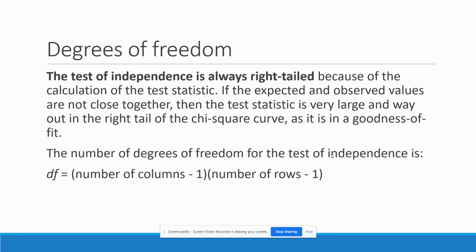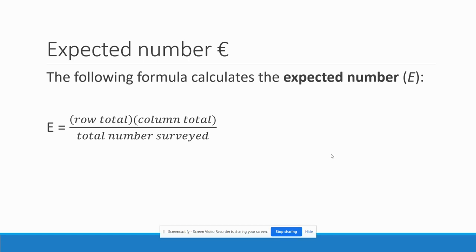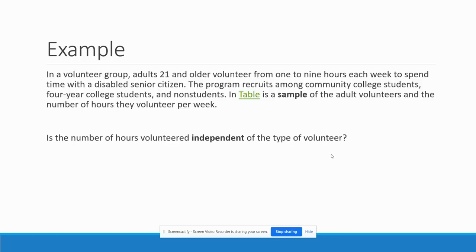One way we find the number of degrees of freedom for a test of independence is the number of columns minus 1 times the number of rows minus 1. You don't even have to worry about it because Minitab does it for you. The following formula calculates the expected number. The expected number is the row total times the column total divided by the total number surveyed. But you don't have to worry about that because, again, Minitab does it for you.